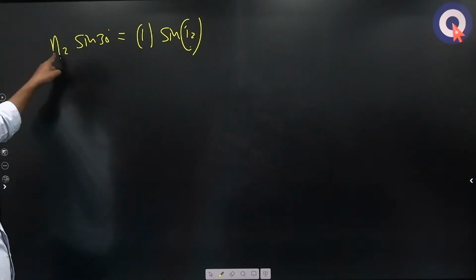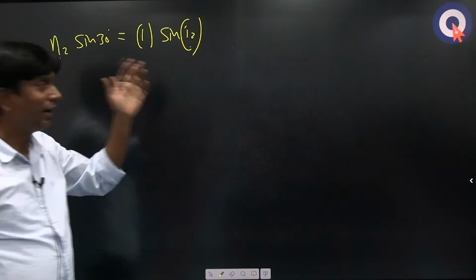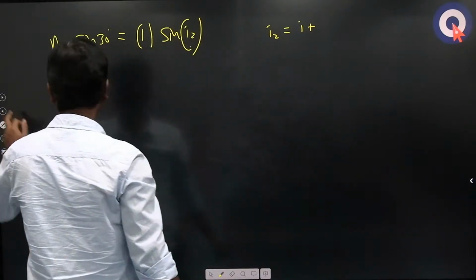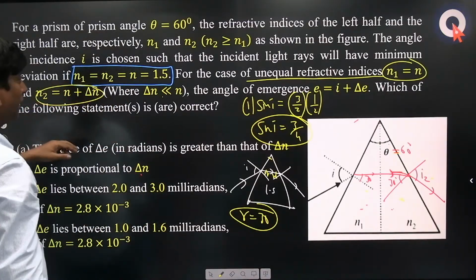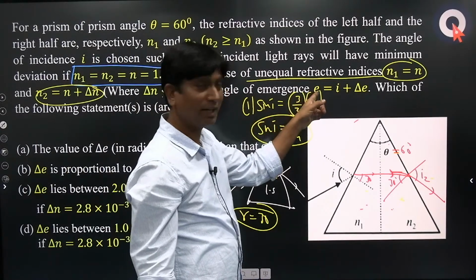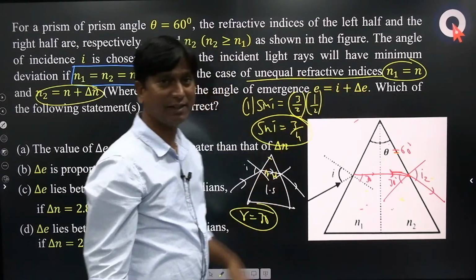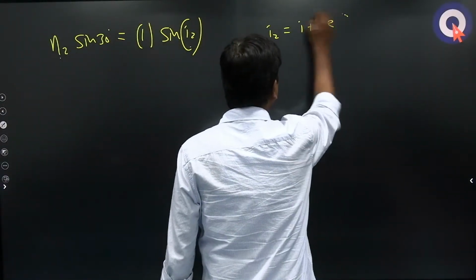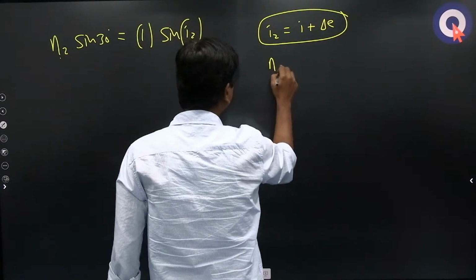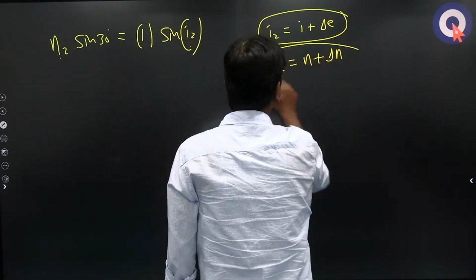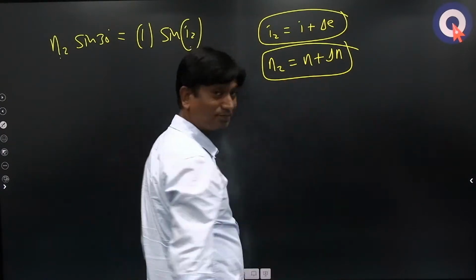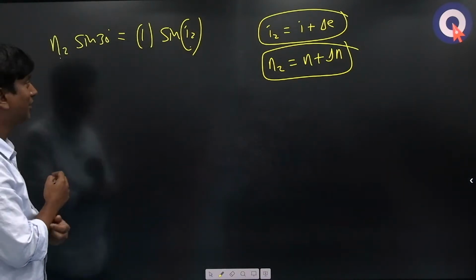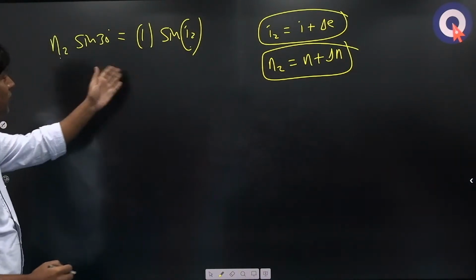There is a small change in N2, so there is a small change in I2 also. I2 is the emergence angle E, so I2 is equal to I plus delta E. And N2 is nothing but N plus delta N. There is a small change in the value of N2, so there is a small change in the value of I2 also, right? So simple. What we do is just differentiate on both sides.